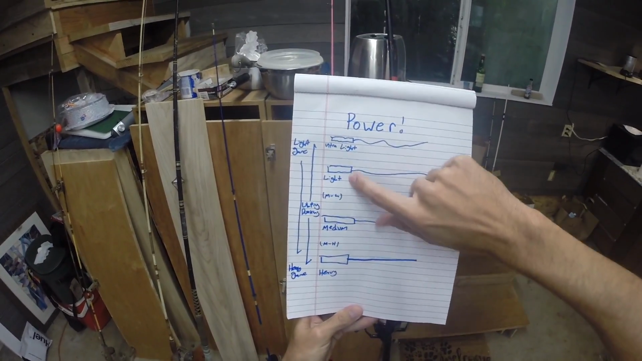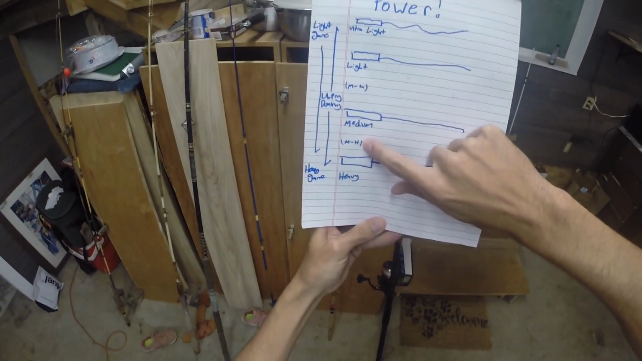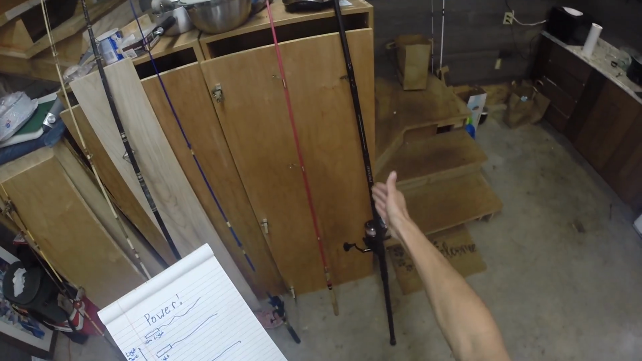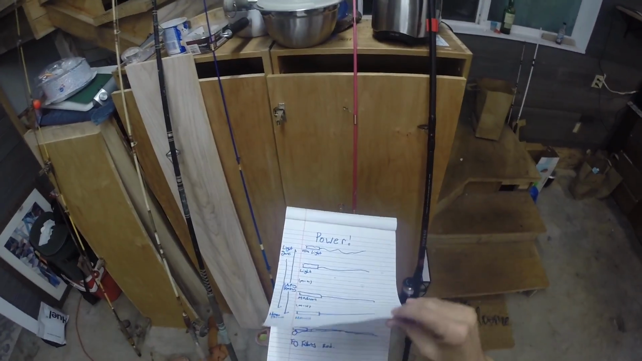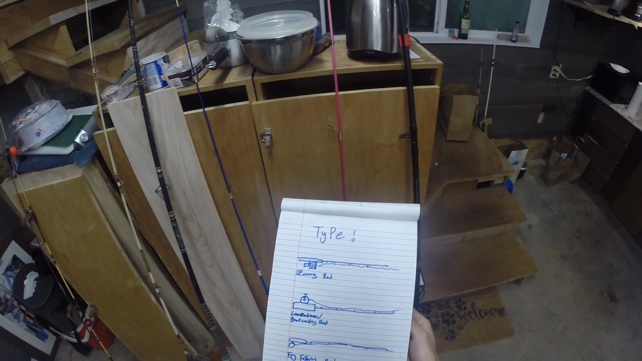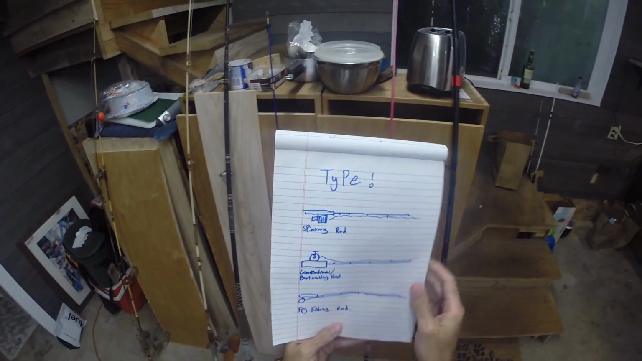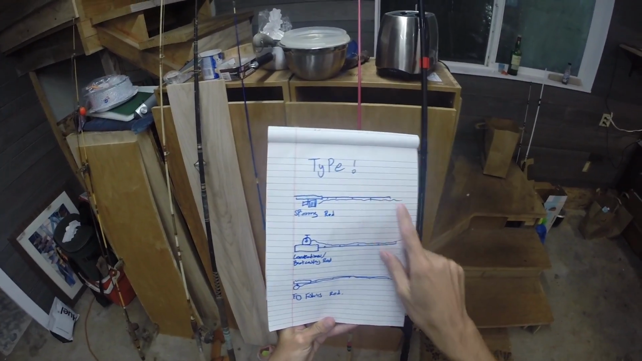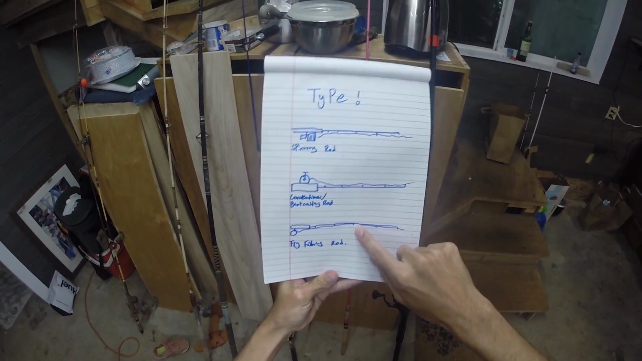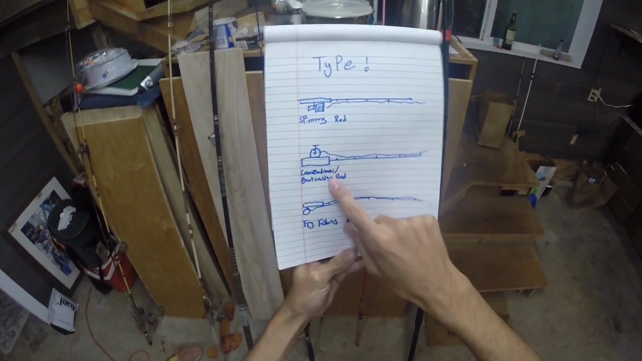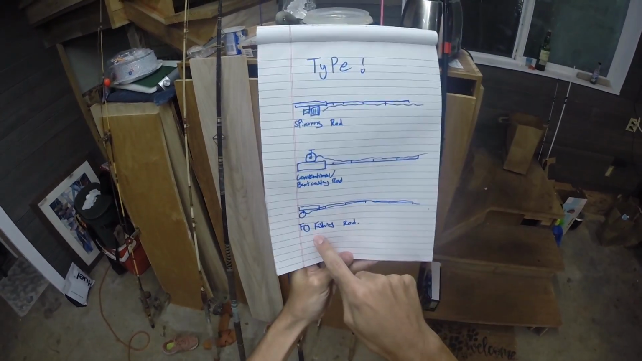I fish mainly in this realm right here, the light to the medium heavy, with the exception of something like this, which is a heavy rod. One more thing to explain, this one's out there for you new fishermen that might be finding a rod in your garage, you wanna know what to do with it. We have different rod types. 3 rod types I'm gonna cover right now. Spinning rods, conventional / bait casting, and fly fishing.